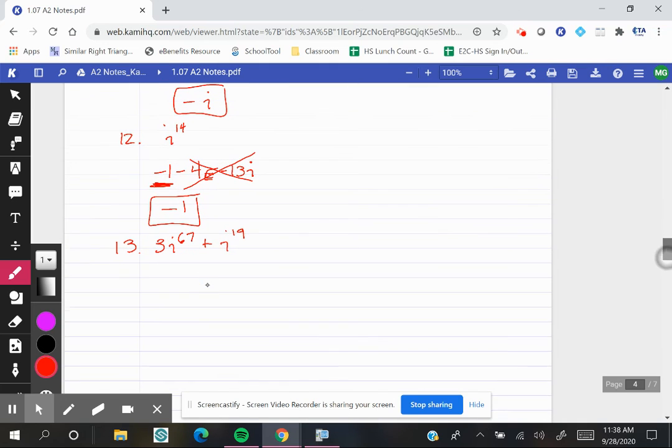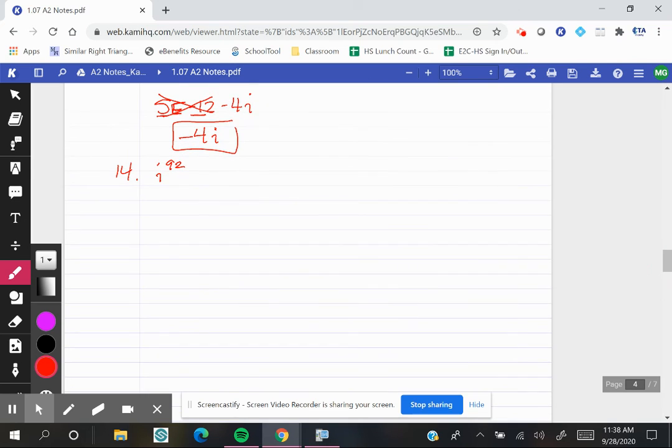For number 13, let's do 3i to the 67th plus i to the 19th. Try this one in your calculator. Pause the video. Your calculator should have given you something like this, or it maybe gave you the answer. Either way, you need to know how to read these because they won't all be nice and give you the exact answer. So find your scientific notation, the e, the number before the e, the number after it, and you're left with negative 4i.